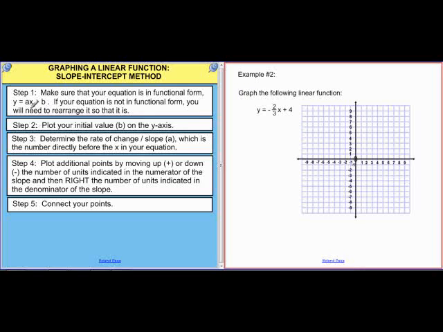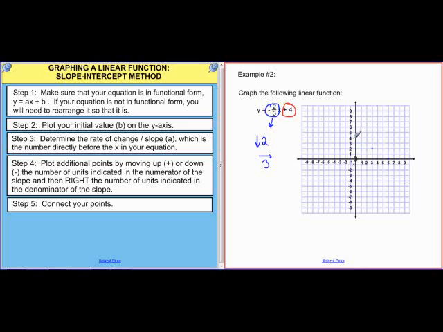So in this case again, we're in y equals ax plus b format, functional form. We're going to plot our initial value. Initial value is 4. There we go, right there on the y-axis. And then our rate of change here is negative 2/3. So if we look at that, negative means we go down, so we're going to go down 2, and then it's always to the right when we're looking at the bottom. So down 2 over 3. So I'm going to start here, down 1, 2, 1, 2, 3 to the right. There's my next point. Down 2, 1, 2, 3 to the right.